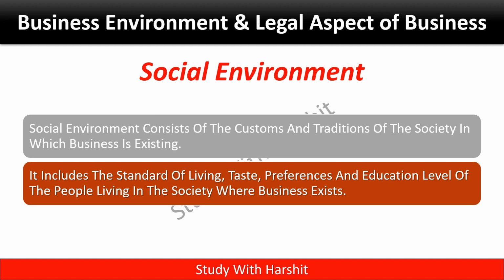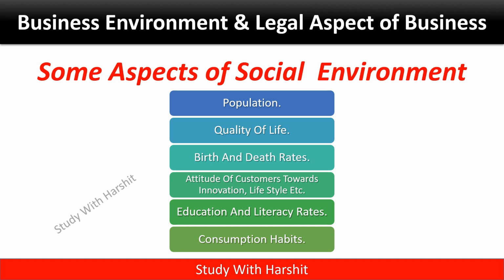Social environment. Social environment consists of the custom and tradition of the society in which business is existing. It includes the standard of living, taste, preference and educational level of the people living in the society where business exists. Some aspects of social environment: population, quality of life, birth and death rate, attitude of customer toward innovation, lifestyle, education and literacy rate, consumption habits.